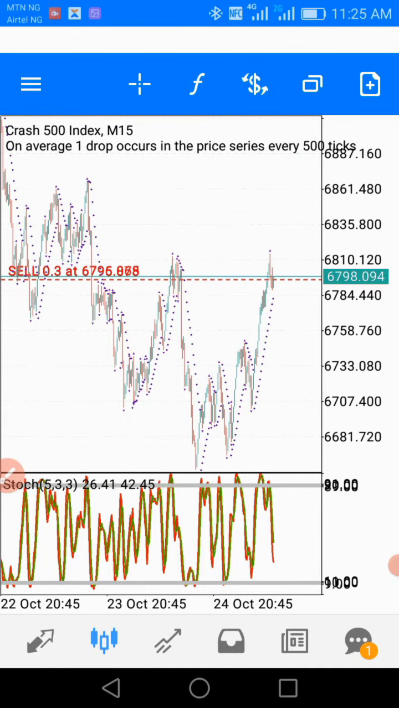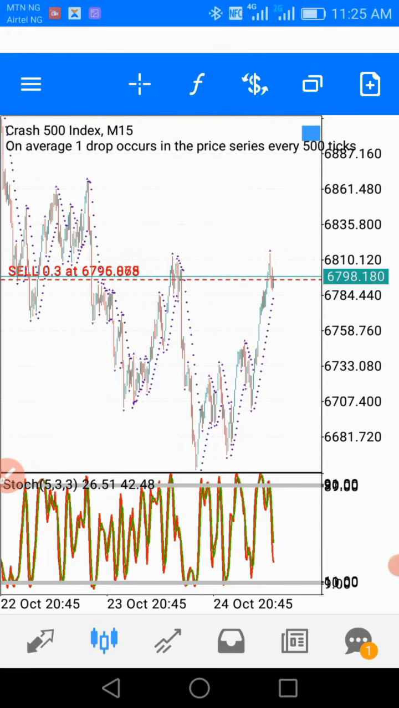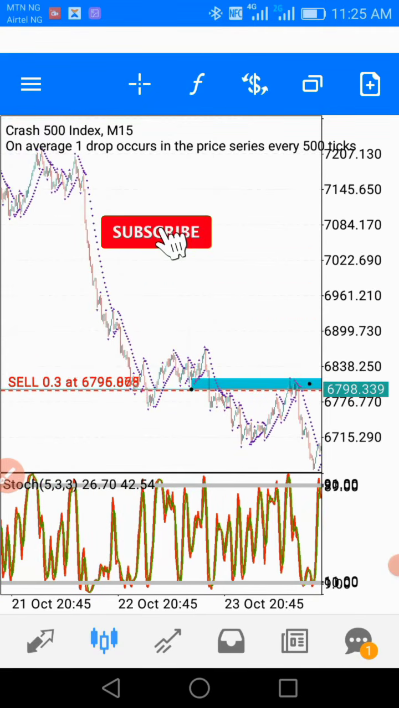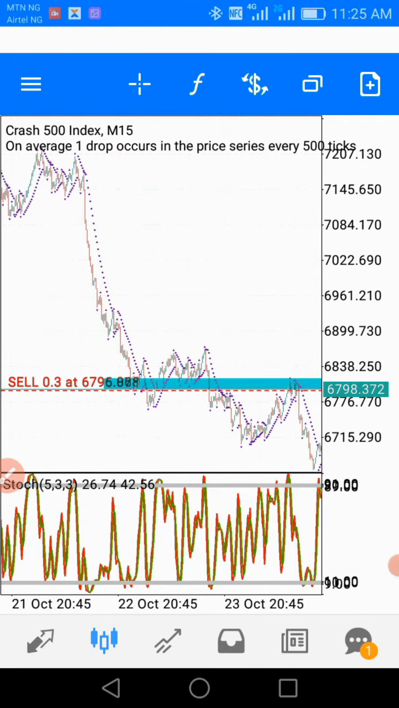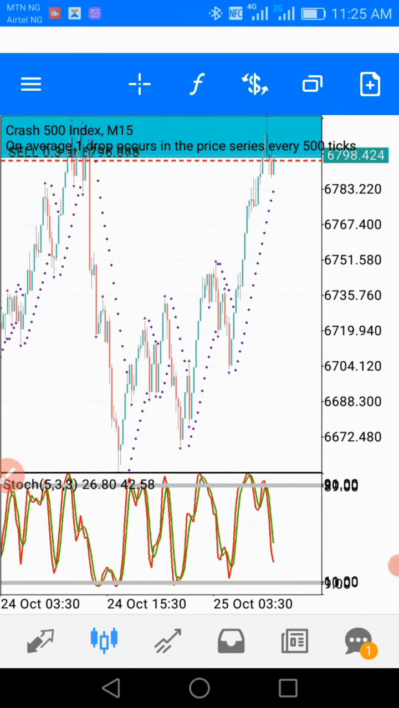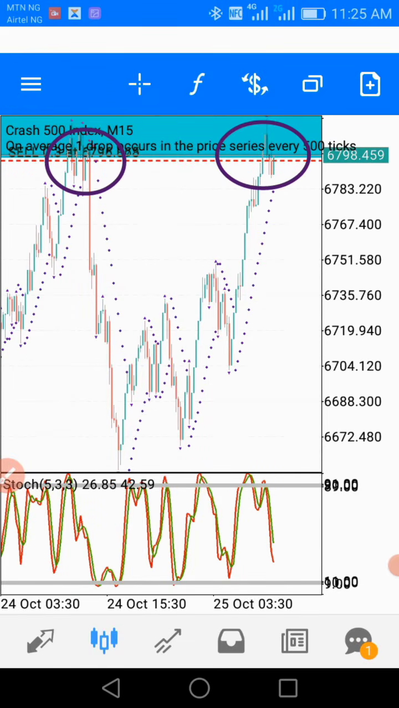Let me quickly do this. Don't forget that for Crash you are also looking at a verified resistance level, and for Boom, you are looking at a verified support level. Is this place actually a verified resistance level? Yes, just take a look at where I'm placing my rectangle. Trace it down. Of course, you can always refer to my videos on how to identify key levels. This is a verified resistance level.